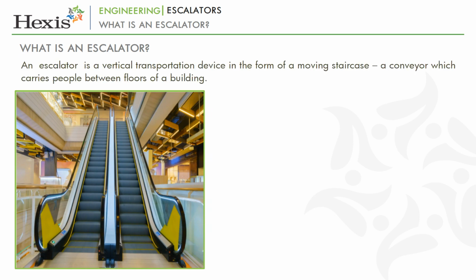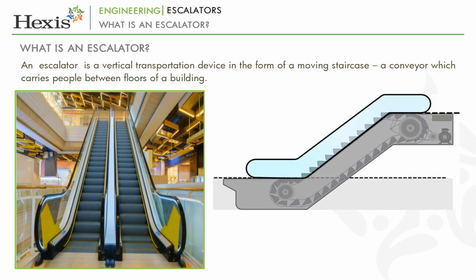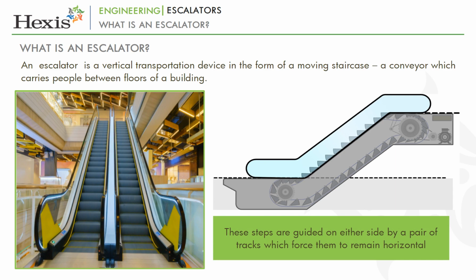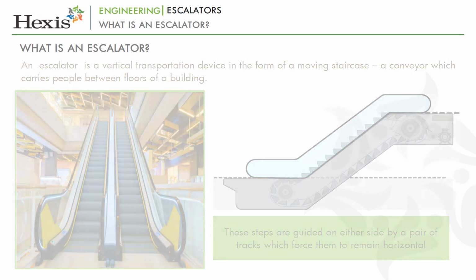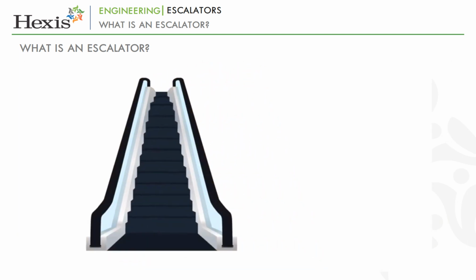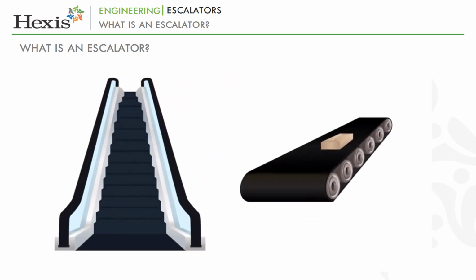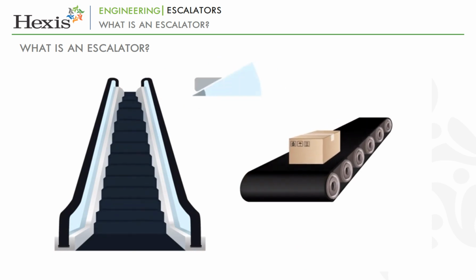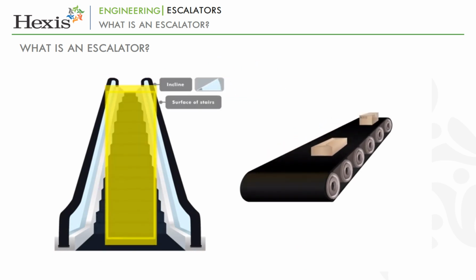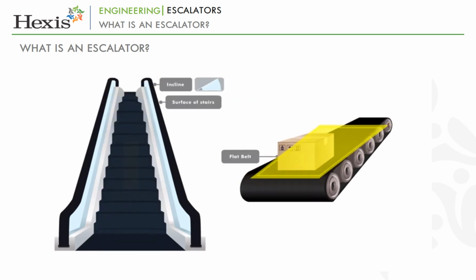An escalator is a vertical transportation device in the form of a moving staircase, a conveyor which carries people between floors of a building. It consists of a motor-driven chain of individually linked steps. These steps are guided on either side by a pair of tracks which force them to remain horizontal. An escalator is similar to a conveyor belt, but differs in that it is on an incline and has a surface of stairs rather than a flat belt.